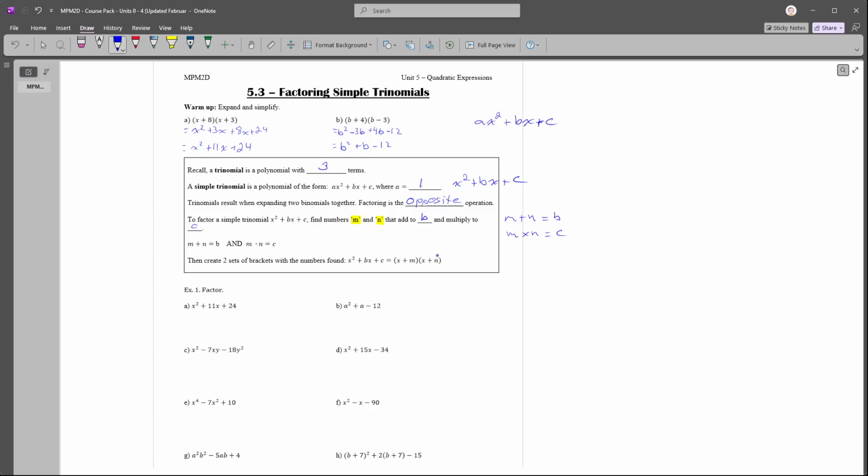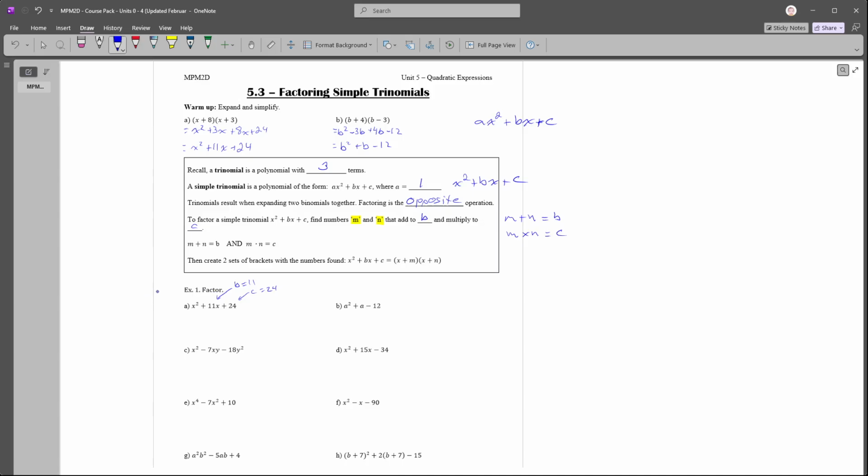Okay, so let's try this out. Let's go down here, and we see x squared plus 11x plus 24. Now, for the first couple, I'm going to spell out what we're actually trying to do here. Our b term, in this case, is equal to 11. And our c term is equal to 24. What this means is we need 2 numbers that add to 11 and multiply to 24.